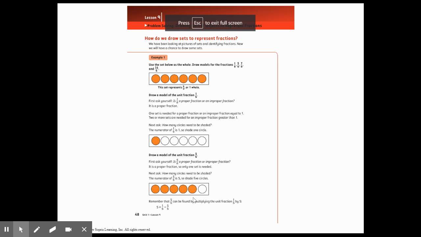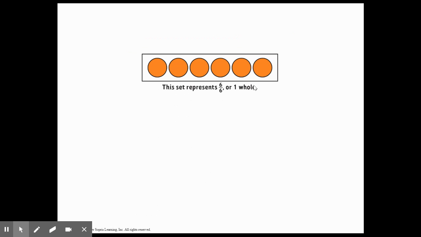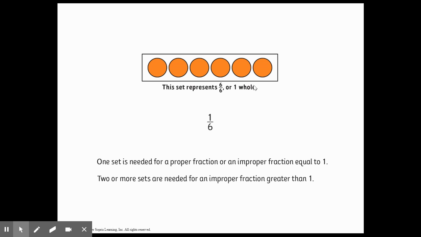Okay, so for the second part of the lesson, we're going to talk about how we draw sets to represent fractions. Let's use this set as the whole to model some fractions. First, let's model the fraction 1/6. Before we draw any sets, we need to tell whether the fraction is proper or improper. One set is needed for a proper fraction or an improper fraction to equal 1. 2 or more sets are needed for an improper fraction greater than 1.